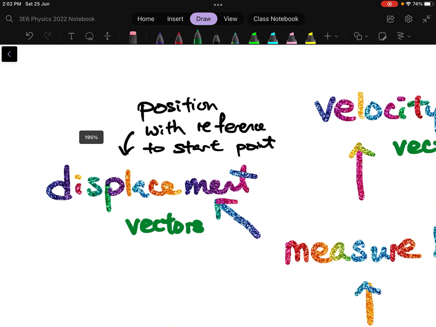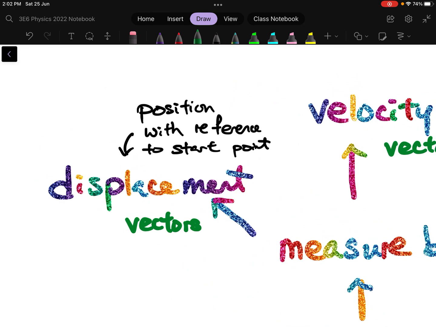So we have here displacement, which basically tells you the position with reference to the starting point. So this is a vector, meaning that it can take on both positive and negative values. And positive simply means that it could be forward, and then negative is just backwards.